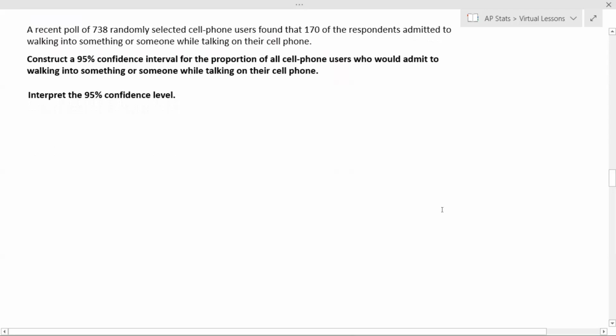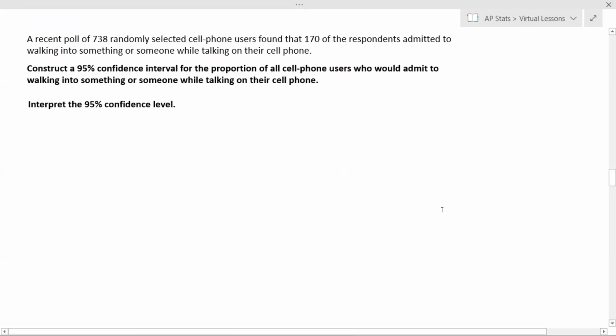A recent poll of 738 randomly selected cell phone users found that 170 of the respondents admitted to walking into something or someone while talking on their cell phone. We want to construct a 95% confidence interval for the proportion of all cell phone users who would admit to walking into something or someone while talking on their cell phone. And then we want to interpret the 95% confidence level. So remember, previously we talked about the distinction between interpreting a confidence interval and interpreting a confidence level. Both need to be interpreted in context of the problem.